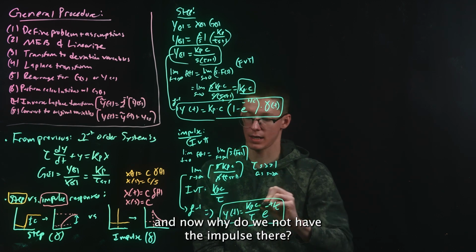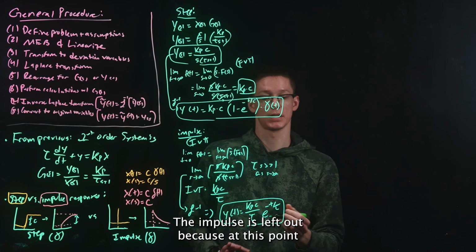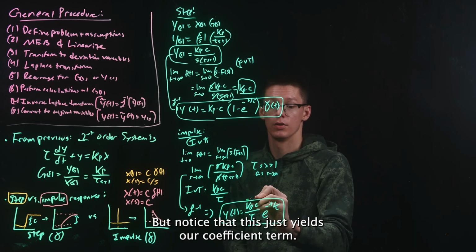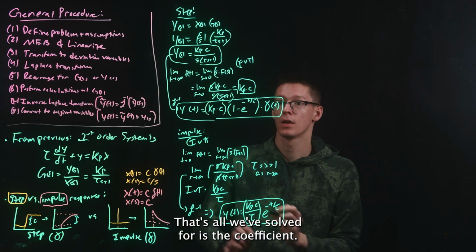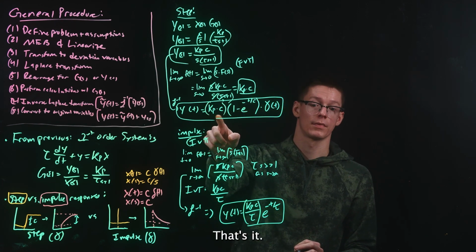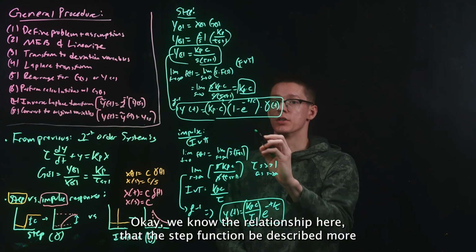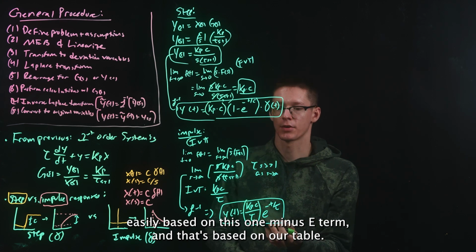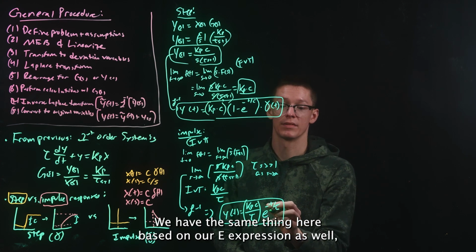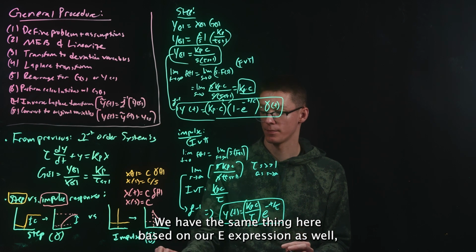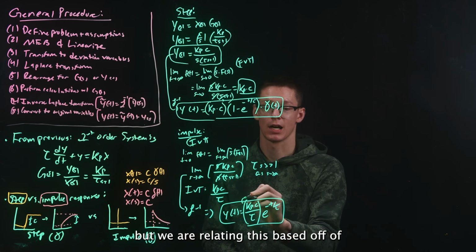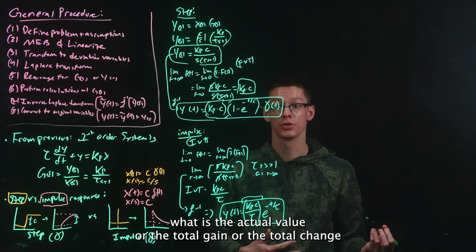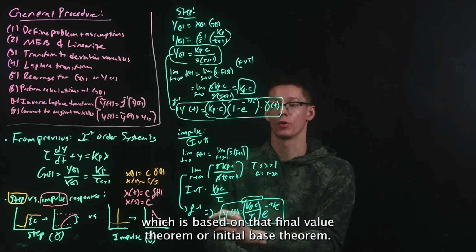And now, why do we not have the impulse there? The impulse is left out because at this point we're only describing what happens on the right-hand side and the impulse has already occurred. But notice that this just yields our coefficient term. That's all we've solved for is the coefficient. That's it. We've stated, okay, we know the relationship here that the step function can be described more easily based on this 1 minus e term, and that's based on our table. We have the same thing here based on our e expression as well. But we are relating this based off of what is the actual value or the total gain or the total change, which is based on that final value theorem or initial value theorem.